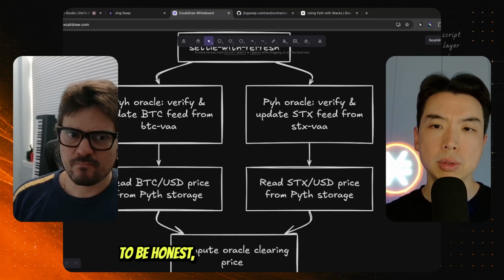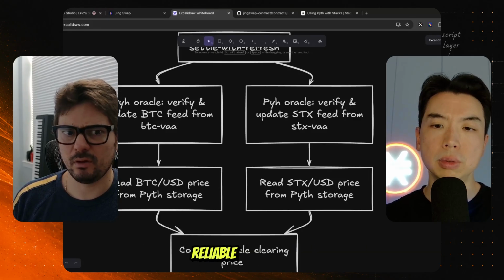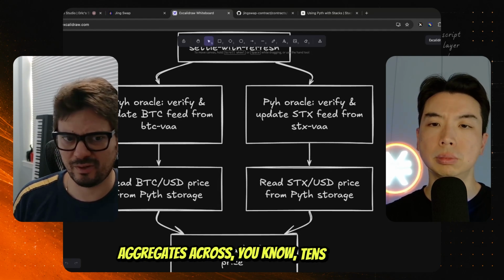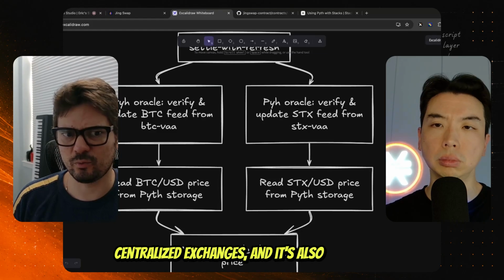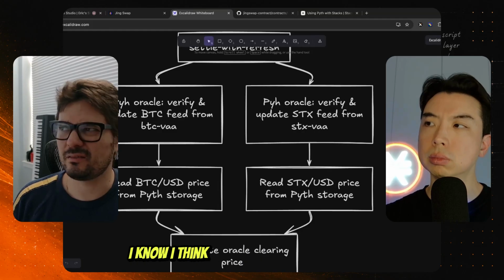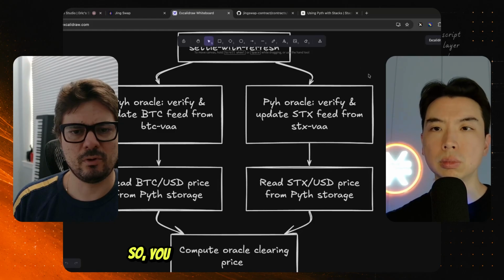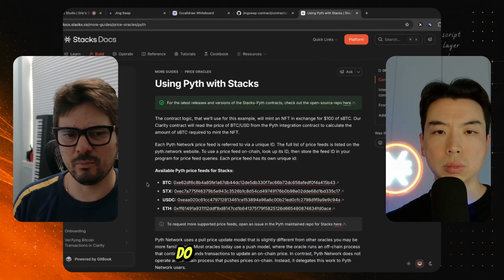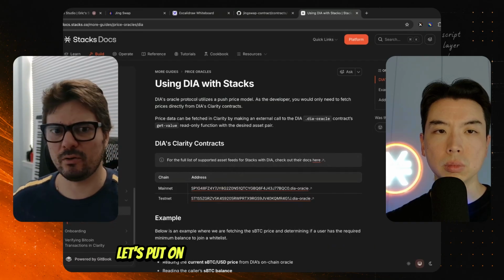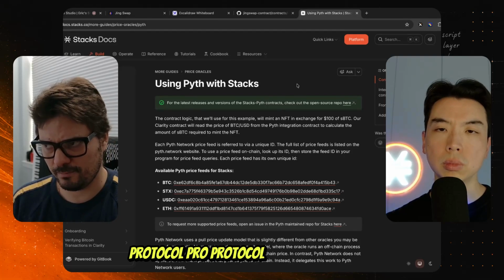To be honest, Pyth is just recognized as a very reliable global price. For the Bitcoin price, it aggregates across tens of venues, centralized exchanges, and it's also trusted by the best teams outside of Stacks and inside of Stacks. I think Zest uses Pyth, but they also have a backup with Dia, I think. So as a developer, I didn't do much research on this. I just went with the best recognized Oracle, and then let's put on all of these customized protocol-bounded protections.